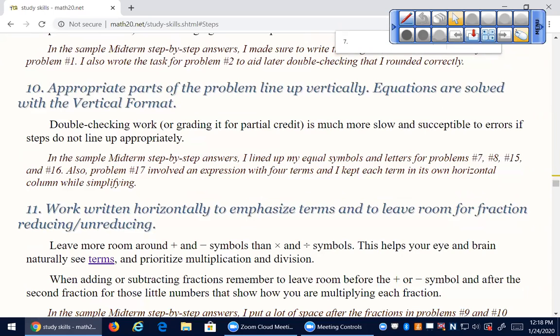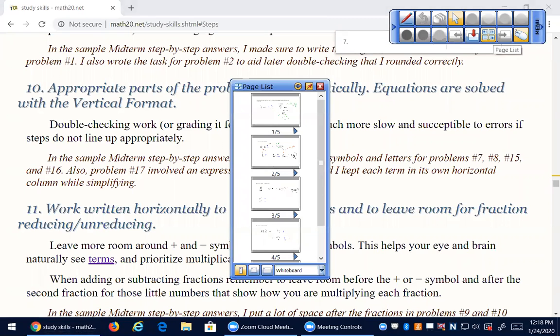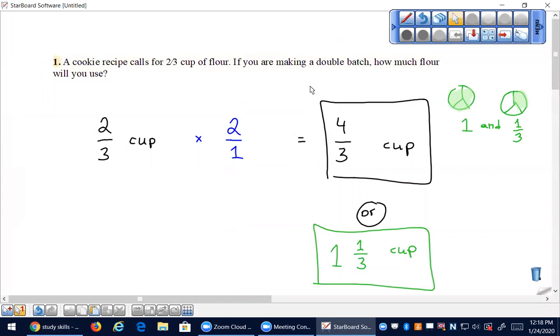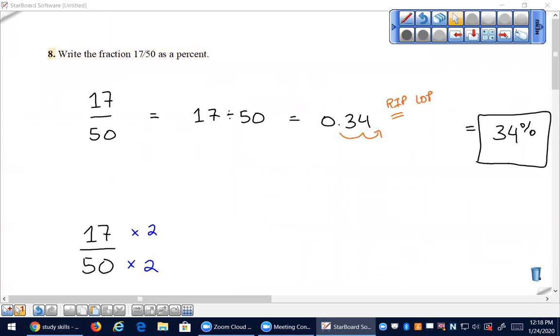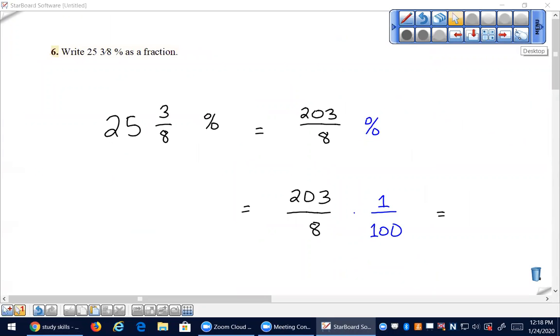Appropriate parts of the problem line up vertically. Equations are solved with the vertical format. So let's look at what we have done today. That one doesn't have more than one equal. So when I'm working from step to step, my equal signs should line up. If I have letters, usually my letters line up on top of each other, so that keeps me organized.